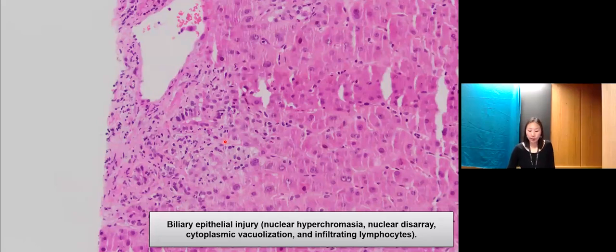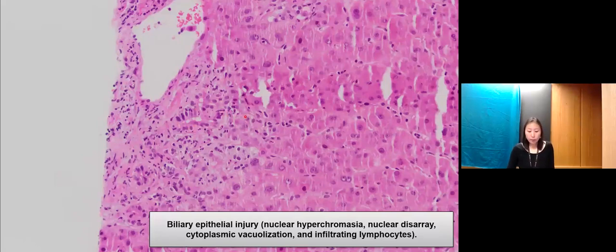Now, how biliary epithelial injury is diagnosed is by a couple of different histologic features. Here you can see many of them. So you can see some nuclear hyperchromasia within the biliary epithelium. You can also see some nuclear disarray where these nuclei are starting to overlap and also showing areas of nuclear dropout. There is some evidence that there might be some cytoplasmic vacuolization here within this biliary epithelium. And lastly, and most tellingly in this case, are these infiltrating lymphocytes within the biliary epithelium causing an immune-mediated damage.